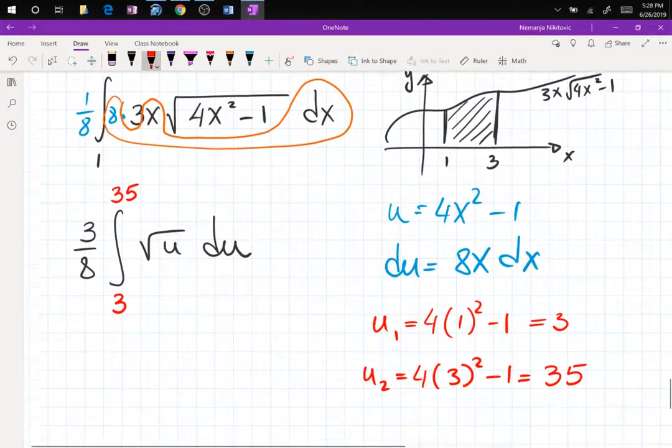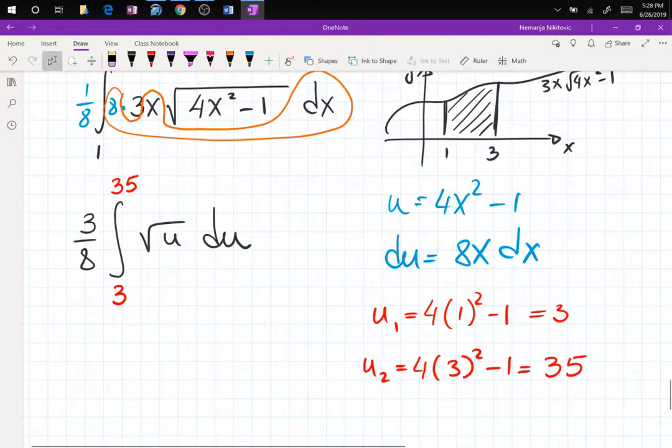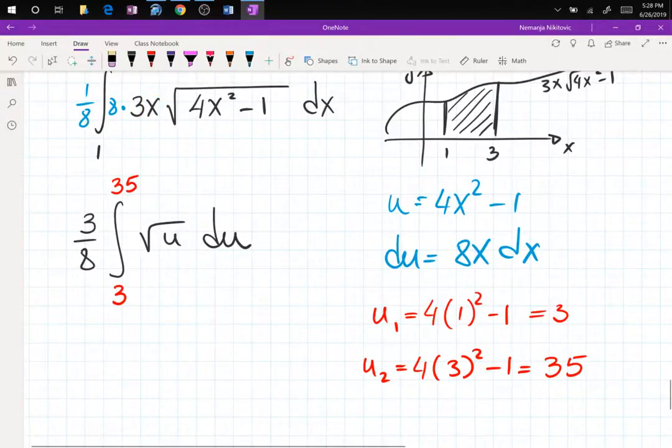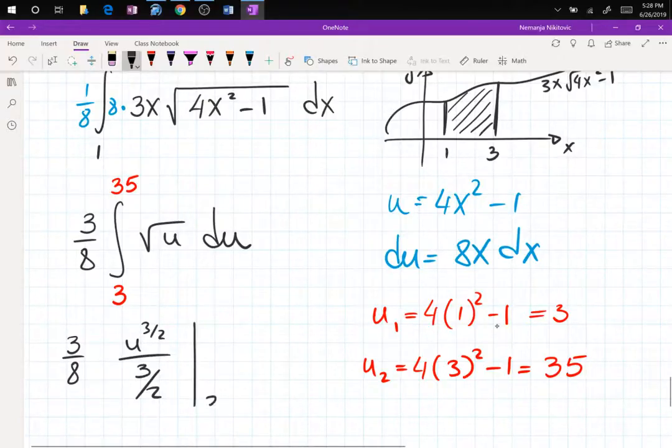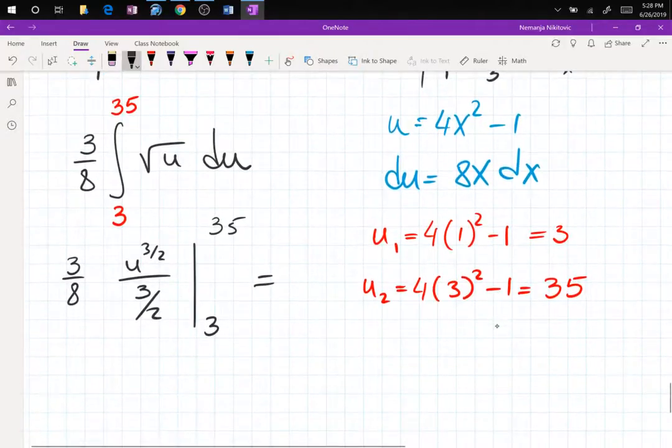Now the cool thing here with these definite integrals is that we do not have to go back to x because we transformed limits to u. So now when I integrate this, this is u to the 1/2, so u to the 3/2 divided by 3/2, we will be computing from 3 to 35, and we do not have to convert it back.